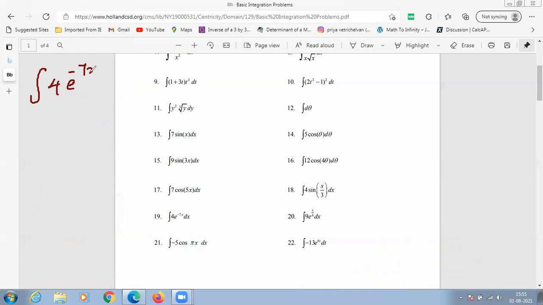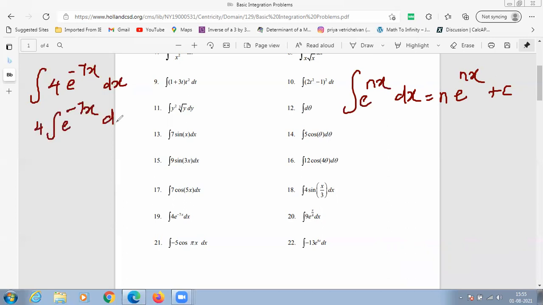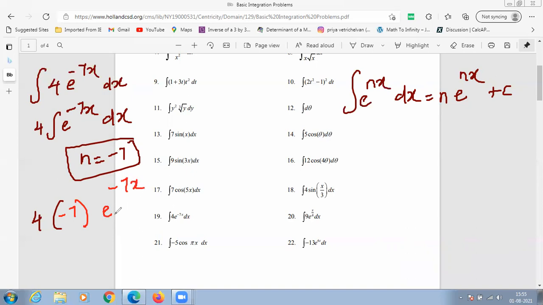Integral 4 e power minus 7x dx. I'll give you the formula for this also. Integral e power nx dx is nothing but n into e power nx plus c. So here the value of n is minus 7. 4 into, the formula is n into e power nx, right? So the value of n is minus 7. So e power nx is minus 7x. So 4 into minus 7 can be written as minus 28 e power minus 7x plus c.